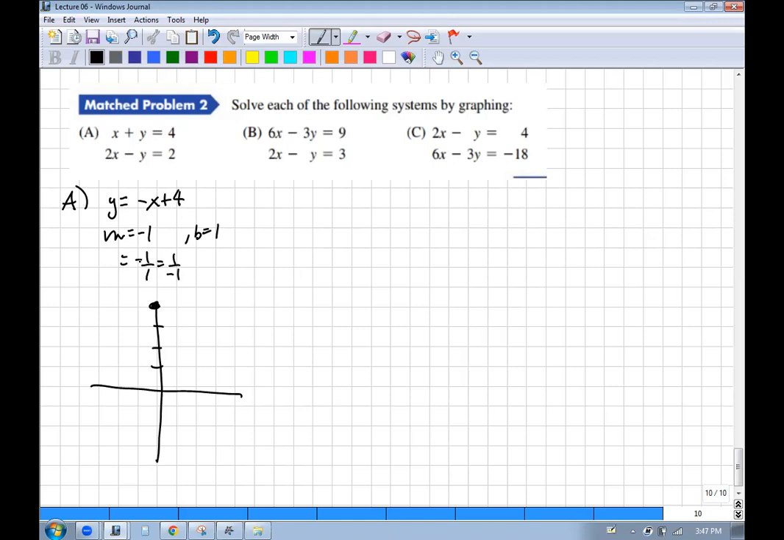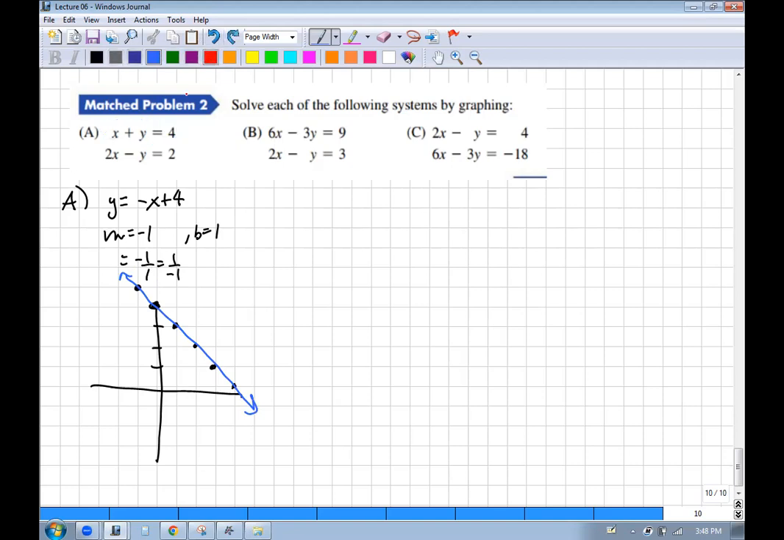That means go down 1, right 1, down 1, right 1. Or up 1 to the left 1, up 1 to the left 1. Down 1, right 1, down 1, right 1, down 1, right 1. Okay. So there's my first line.